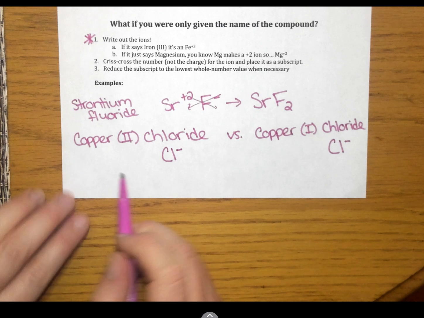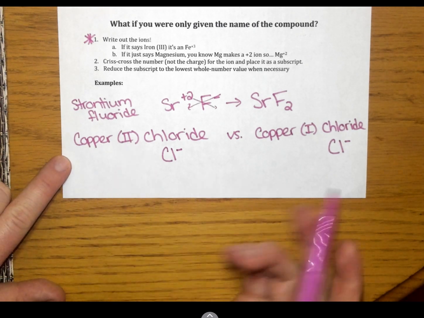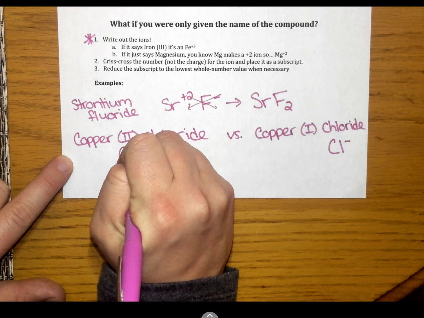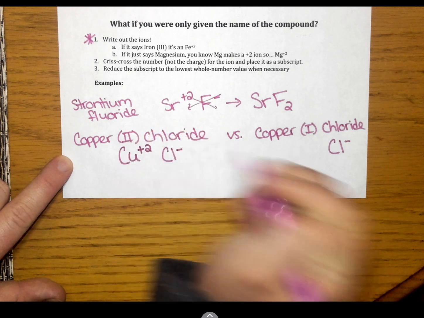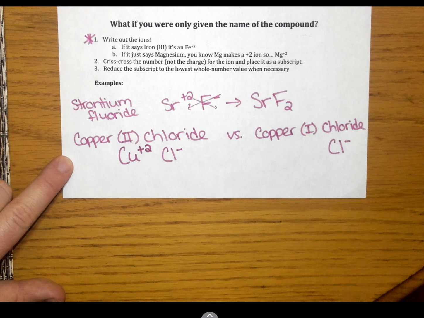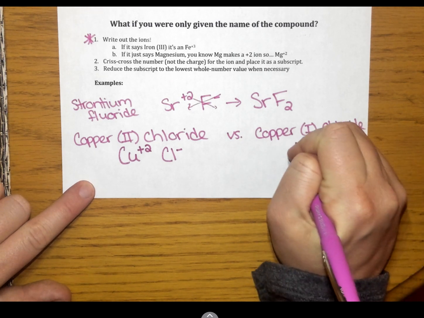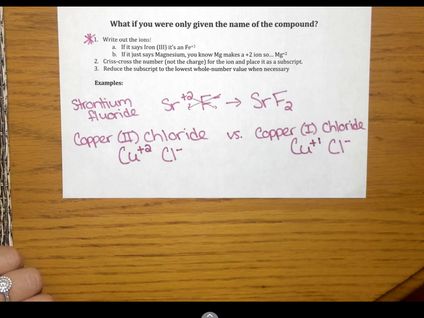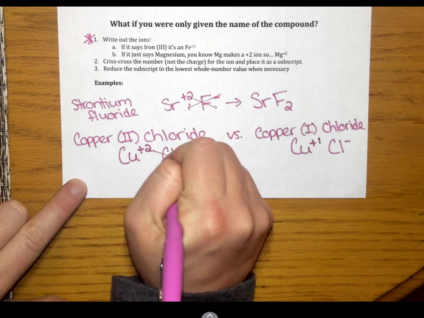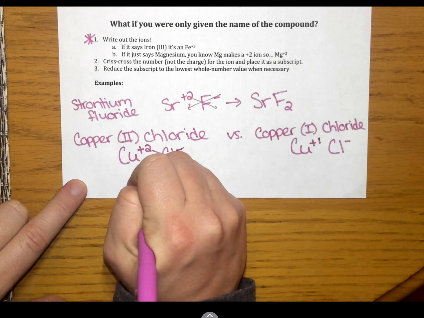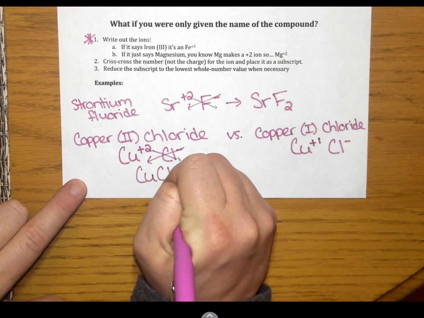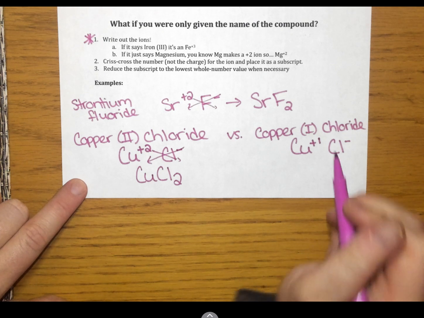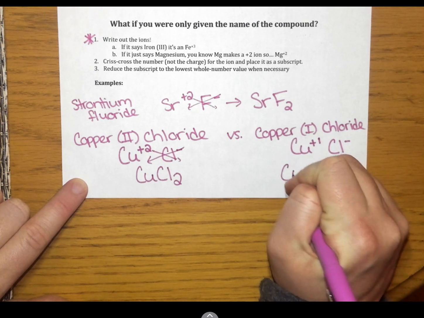Now, in compound 1, it says copper 2. That means I'm going to have Cu plus 2 as my cation. In my second compound, I have copper 1. That means it's going to be Cu plus 1. Or plus, however we want to write it, it's fine. And for each of these compounds, all we're going to do is we crisscross again. And we have CuCl2 is copper 2 chloride. And copper 1 chloride is just CuCl.